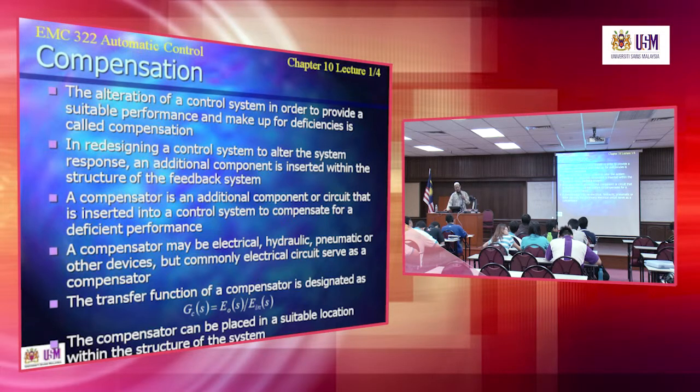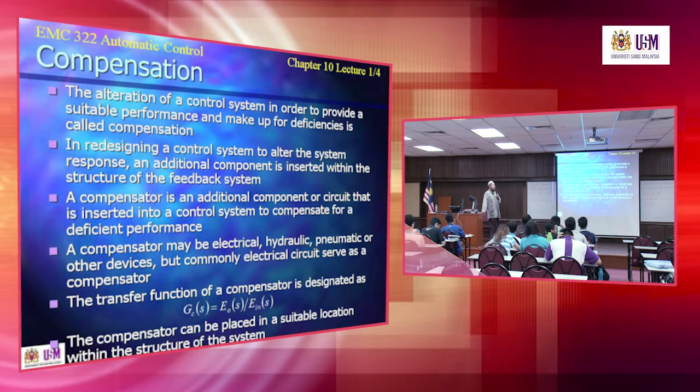So a compensator may be electrical, hydraulic, pneumatic, or other devices, or even mechanical as well. Okay, but commonly electrical circuits serve as a compensator. So when we try to add an additional pole or zero, beside the poles and zeros that exist in the plant transfer function, we can add it using any system actually, even a mechanical system can be used, or an electrical system, hydraulic system, pneumatic system.